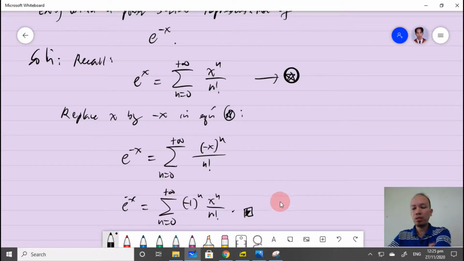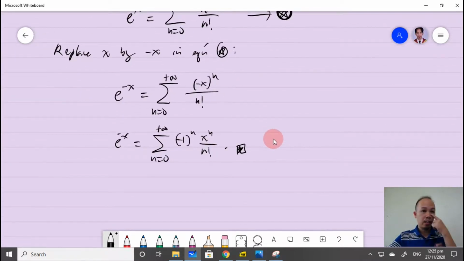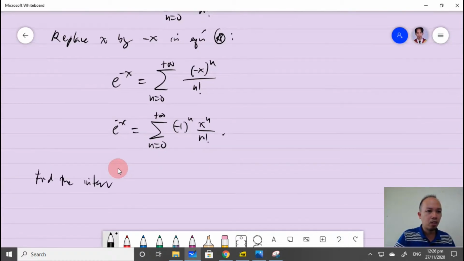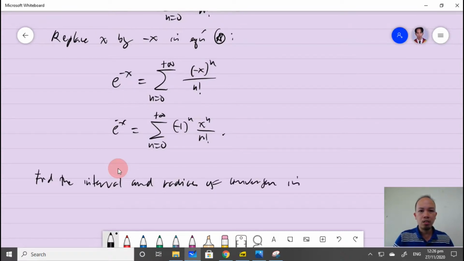So maybe let's try to get the radius and interval of convergence of this series here. Find the interval and radius of convergence, let's try this one in sharp.